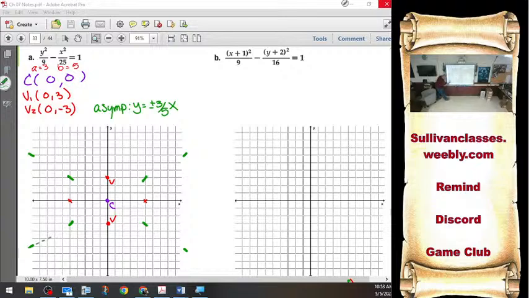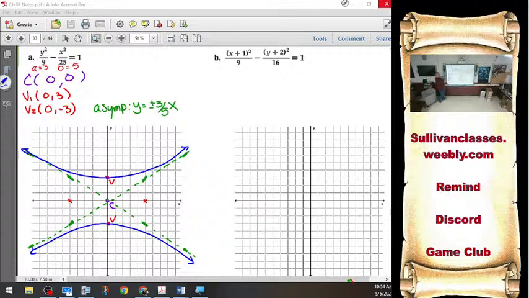Connect your dots. You got your asymptote. Your graph curls along the asymptotes, goes through the vertex, curls along the asymptotes. I've got almost everything I need.